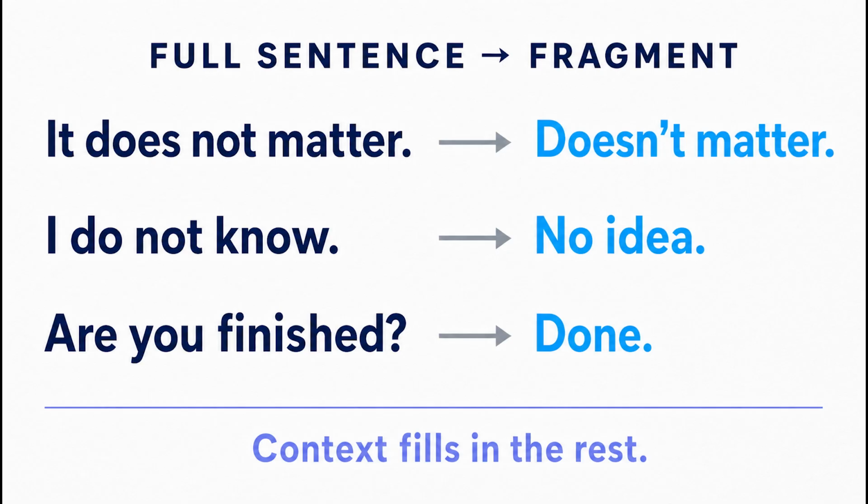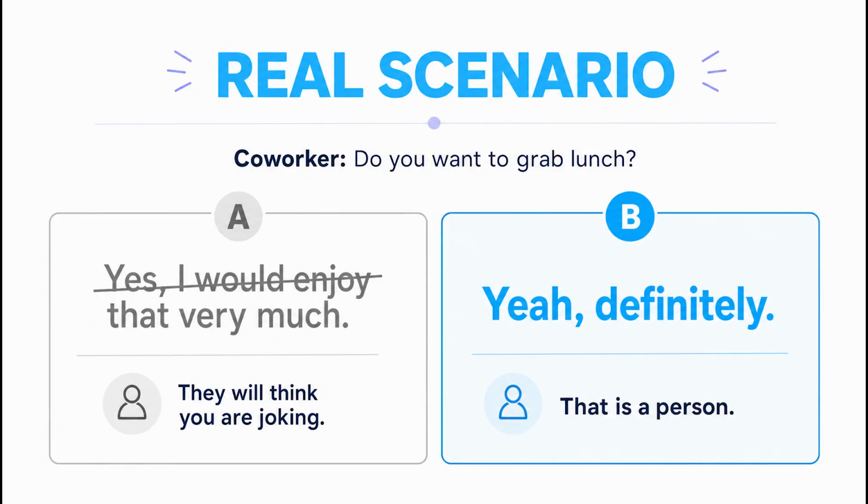The goal isn't to speak in fragments forever. The goal is to recognize when a full sentence signals formality you don't intend. Real scenario. Your coworker walks over and asks, "Do you want to grab lunch?" If you say, "Yes, I would enjoy that very much," they will think you are joking. If you say, "Yeah, definitely," or "For sure, give me 5 minutes," that's a person.